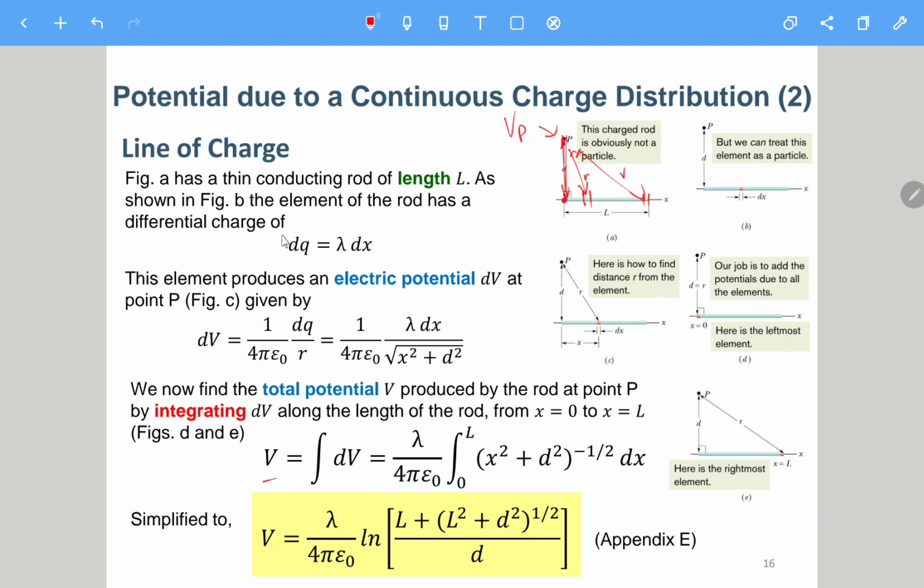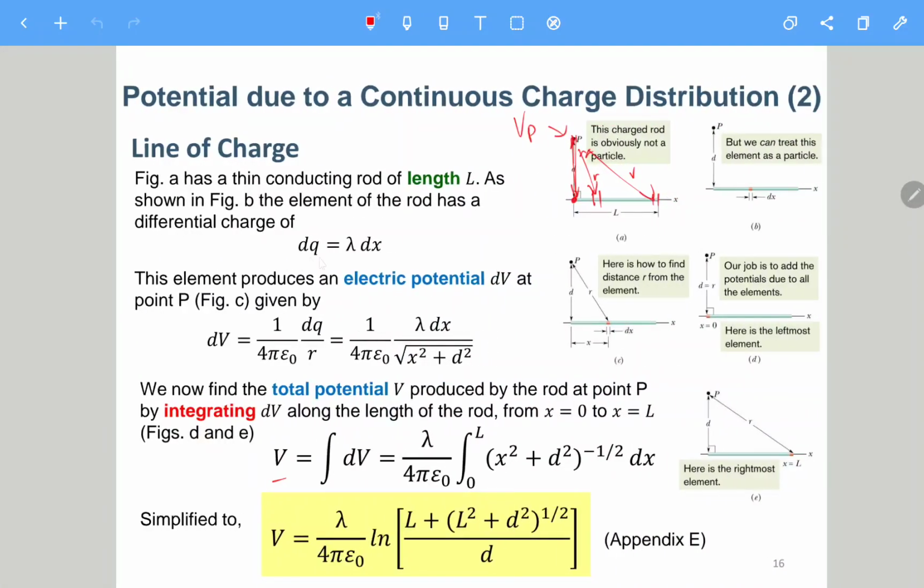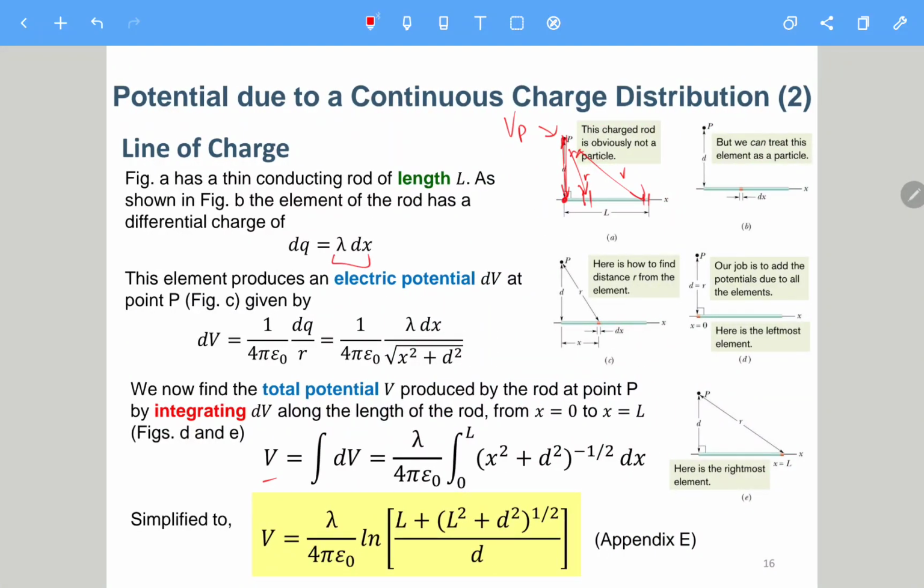So first, we have dq in this formula. We need to change it to a variable dx, so that we can integrate from, say, 0 to capital L. So we need this change of variable. dq equals lambda dx. Lambda is the linear charge density, as before.